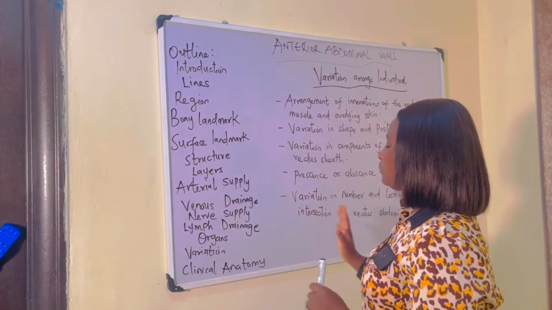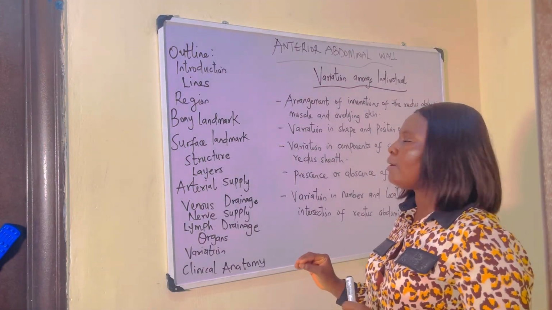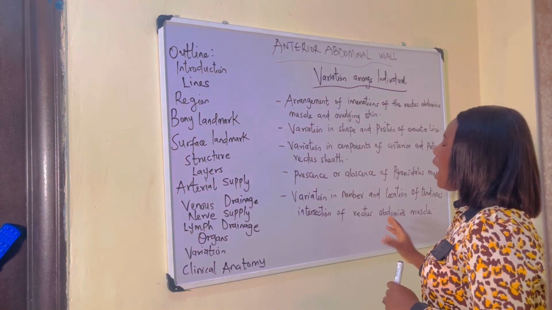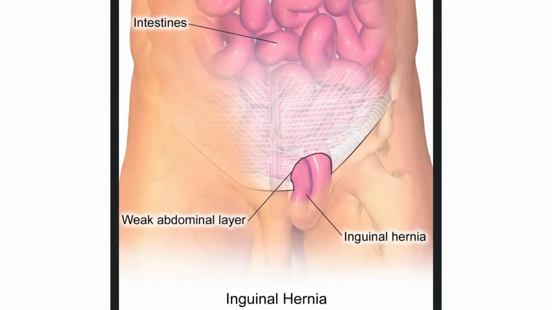So finally, we are going to be talking about the clinical anatomy of the anterior abdominal wall. The first is inguinal hernia. This is an abnormal protrusion of the peritoneal cavity into the inguinal canal. It can be classified as direct and indirect inguinal hernia. Now, the direct hernia is formed when the hernia sac protrudes directly through the posterior wall of the inguinal canal. That is why it's called direct.